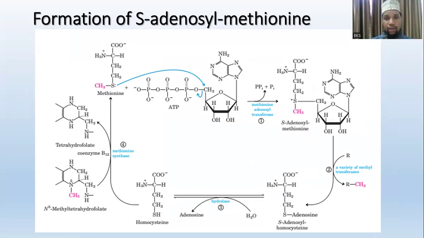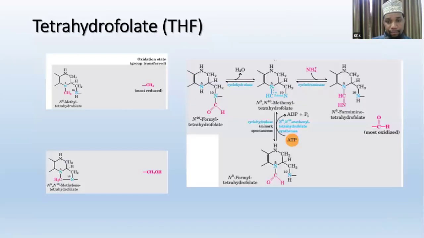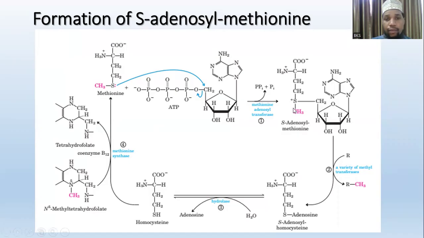Methionine reacts with ATP to give S-adenosyl methionine, and this reaction is catalyzed by methionine adenosyl transferase. Now you can see the structure of ATP here. You know what ATP is? You have an adenosine, and adenosine is adenine attached to the ribose sugar, and then you have the phosphate group attached. That's what makes it a nucleotide.